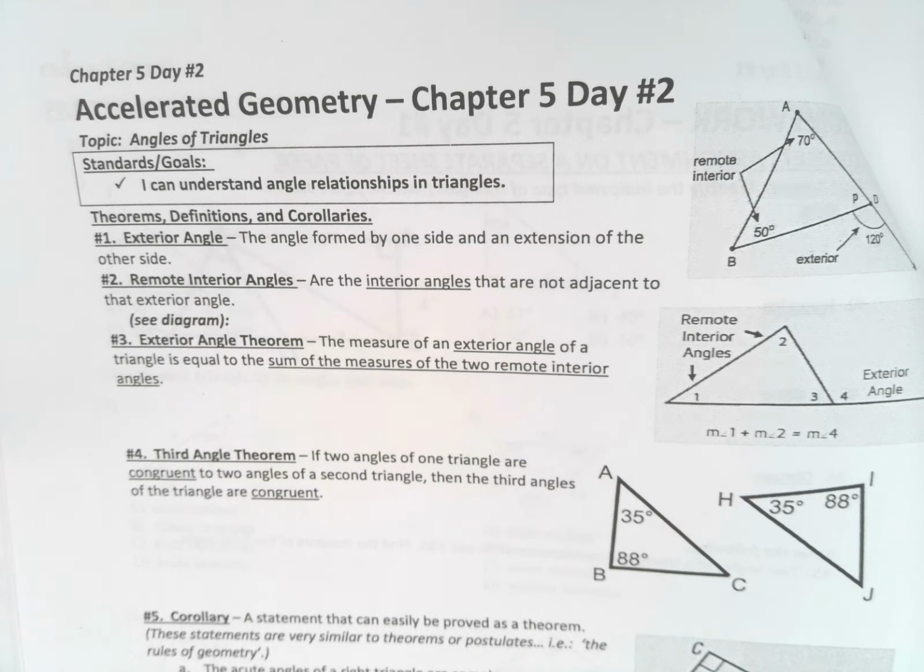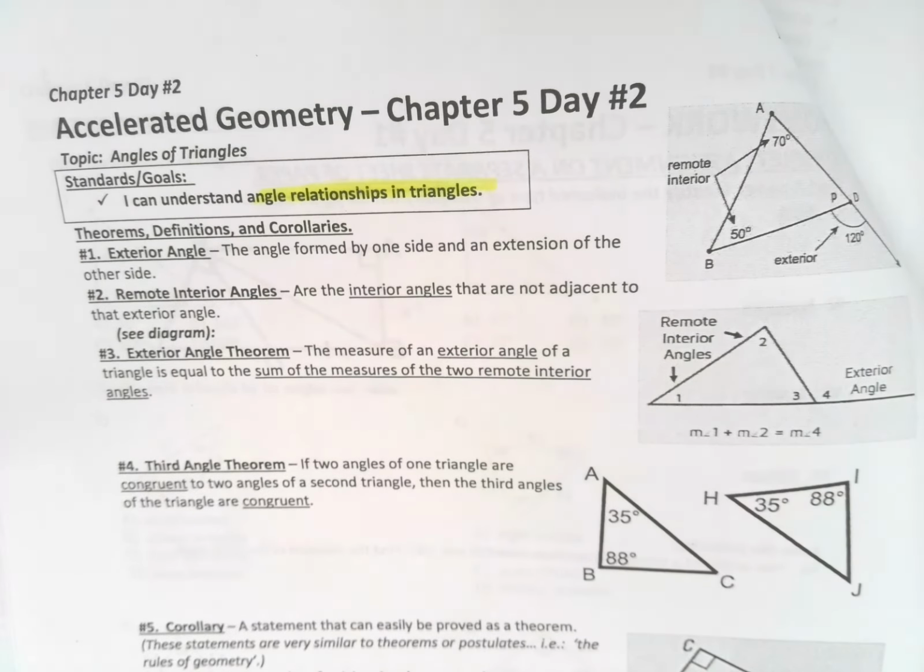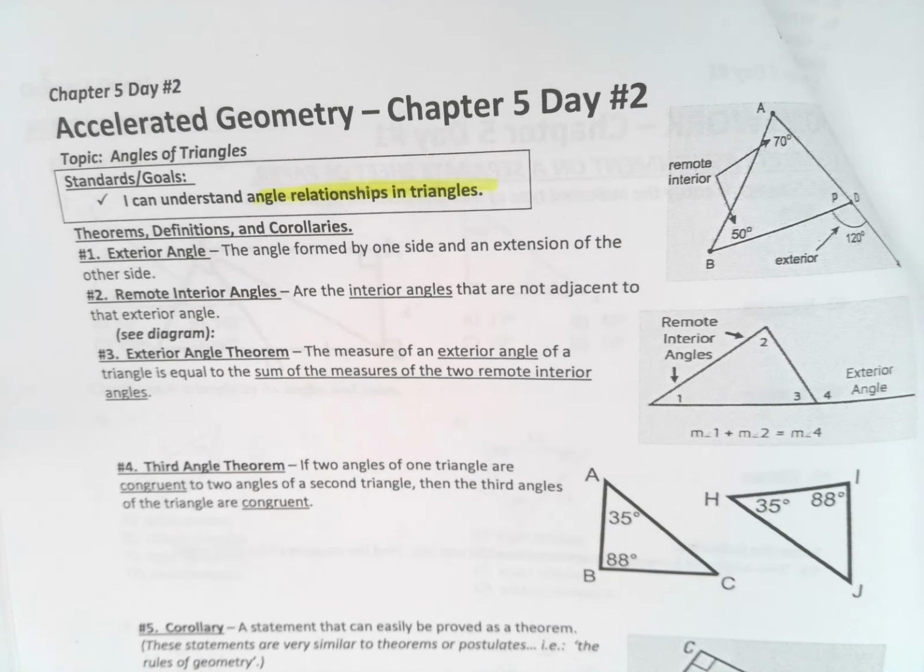So I'm going to give you guys a second. Look at how simple our standard is today. This is the shortest amount of words we've ever seen in a standard in this class on any given day. We are just understanding angle relationships. We're understanding how angles affect each other, how they add up with each other.